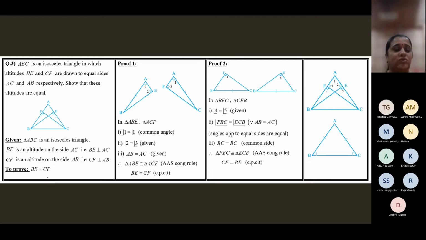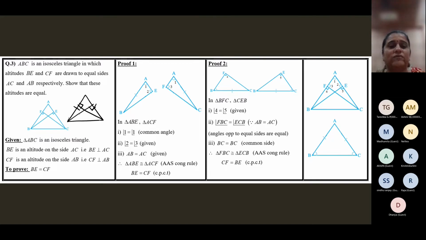In the third, the triangle is an isosceles triangle with this side equal to this side. We have to prove that the altitude on this side is equal to the altitude on this side. Because they're the altitudes on the equal sides, you will have to prove that the altitudes are also equal. The altitudes drawn on the equal sides are also equal. So if two altitudes are equal, the respective sides on which the altitudes fall, those two sides are also equal. If the sides are equal, the altitudes are equal.